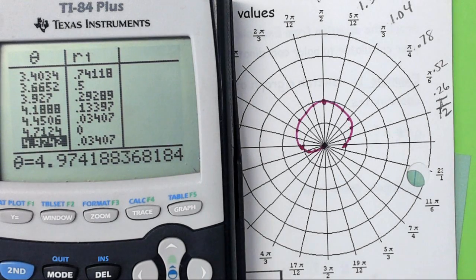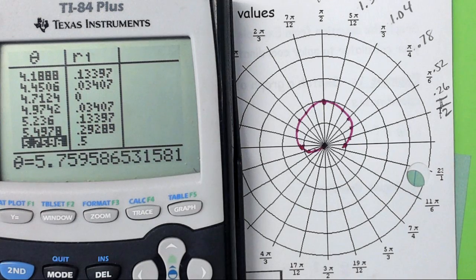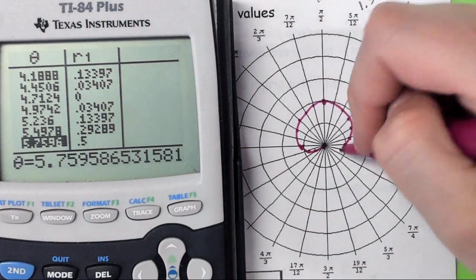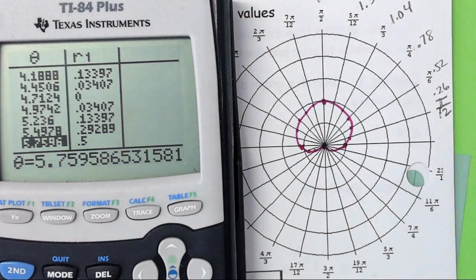Okay, and then you can see next to it, it's 0.03, so that's really close, 1.3, 0.29, and then 0.5. So wherever you were 0.5 over here is going to be the same over here as well. And remember, this is going to be heart-shaped, so that is like a slight heart.